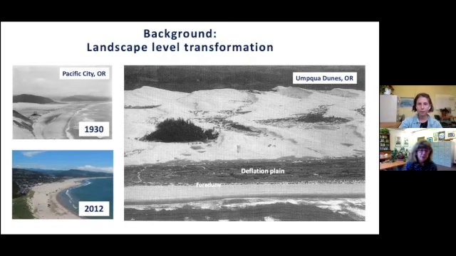The photo on the right is a picture of Umpqua dunes, which is that very large dune sheet that I mentioned earlier. And you can see the foredune right next to the beach, and then behind that foredune, there's this entire habitat that's been created called the deflation plain, which is a wetland area that has coastal scrub and also can be forested. So quite a big change in terms of the amount of vegetation that is on our dunes now.